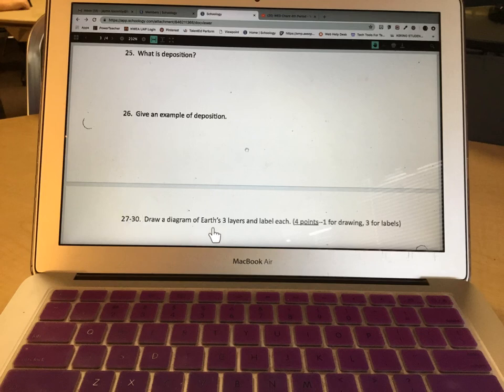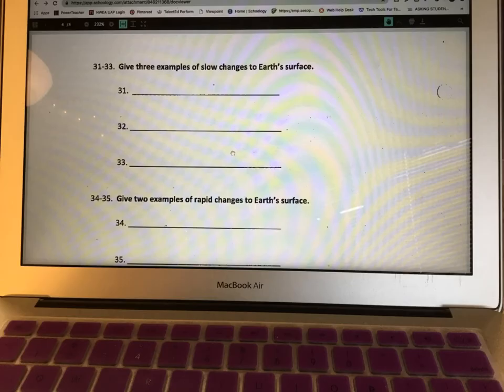Right under here there's a big space and it says draw a diagram of Earth's 3 layers. But 2 of the layers are kind of combined into one, and label each. You get 4 points. 1 for drawing and 3 for the labels. After you've done your drawing, move on to here. Give 3 examples of slow changes to Earth's surface. By the way, they've already been mentioned.